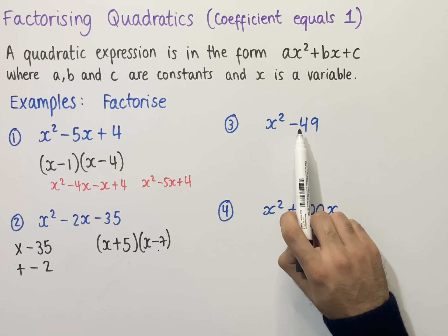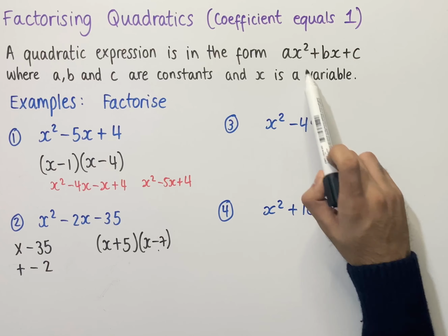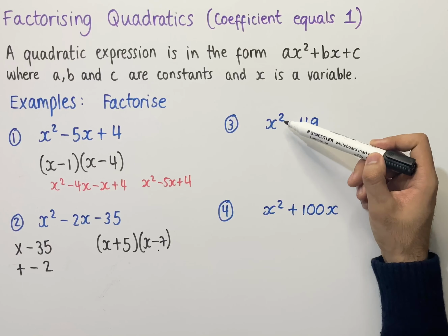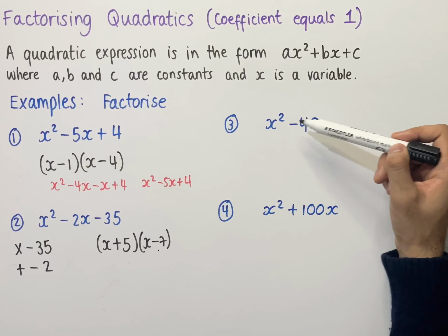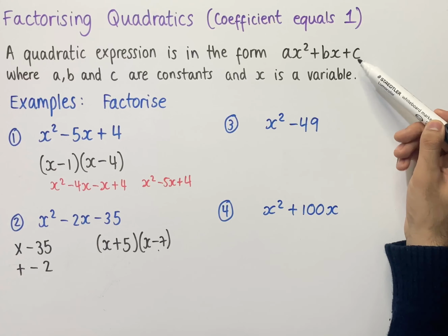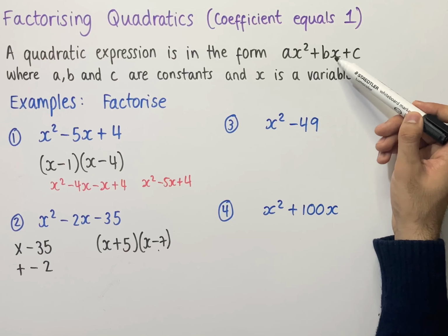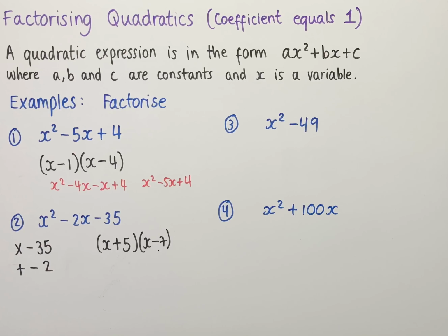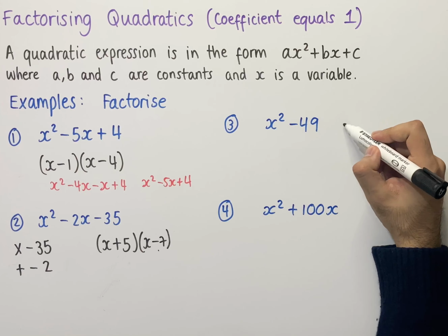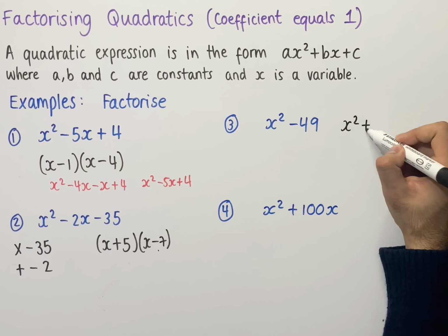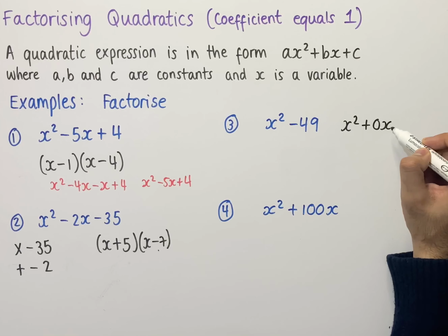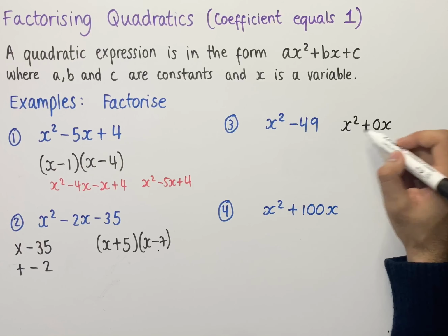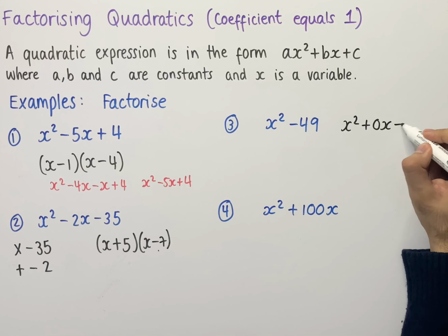The next example is to factorize x squared minus 49. So looking at the general form for a quadratic expression, we see that we have an x squared term, and we also have a number on the end, but we don't have a term that has any x's only in it. And so therefore, we can rewrite this as x squared plus 0x, since there are no x's on their own in this quadratic, minus 49.